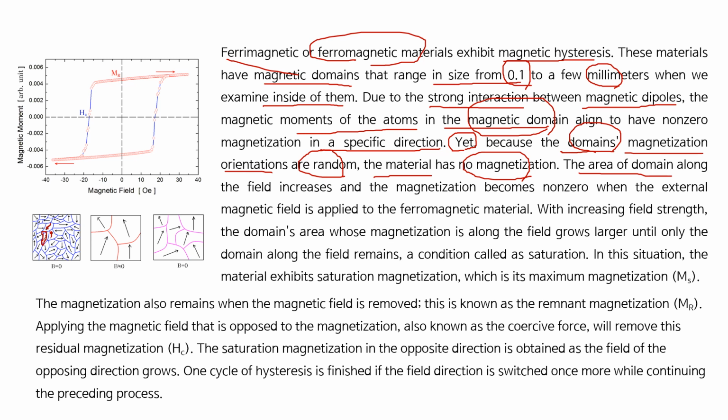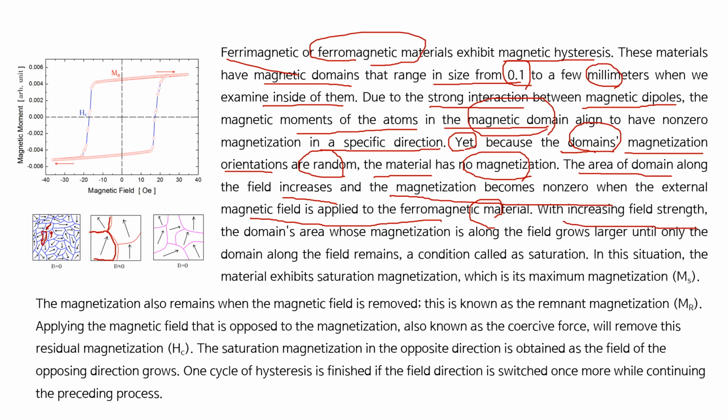The area of the domain along the field increases and the magnetization becomes non-zero when an external magnetic field is applied to the ferromagnetic material. If we apply an external magnetic field, then the area of the domain parallel to the field increases. Okay? So we can have a non-zero magnetization.